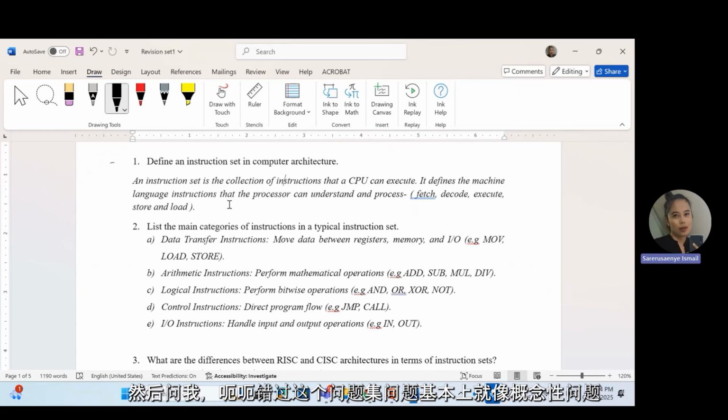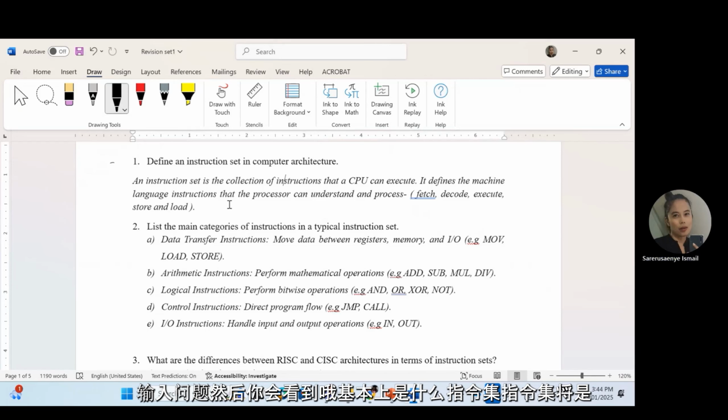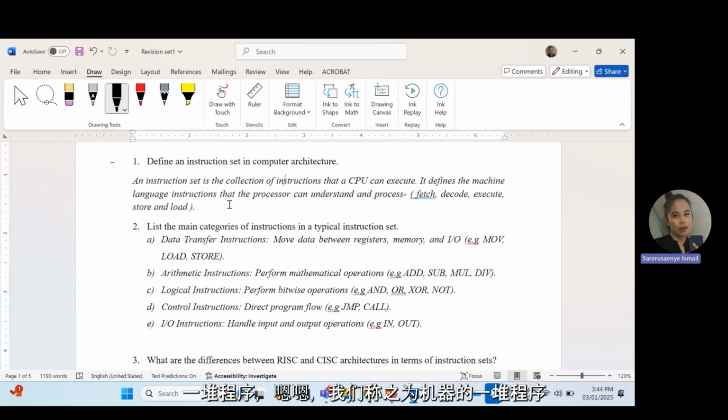Some of our students asked me, Miss, these instruction set questions basically are conceptual questions. If I give you a case study, it seems like I'm giving you the whole bunch of the real final exam questions, so it's unfair. So if I give conceptual questions of this type, then you will see, oh, what is basically an instruction set? An instruction set will be a bunch of programs.